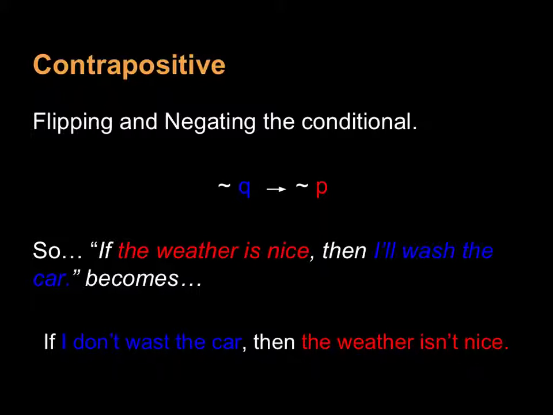Lastly, contrapositives. We make a contrapositive by flipping and negating the original conditional. So we have the conclusion first, followed by the hypothesis, and they're both negative. If the weather is nice, then I'll wash the car becomes, if I don't wash the car, then the weather isn't nice. I have flipped my hypothesis and my conclusion, and I've also made them the not version of themselves.